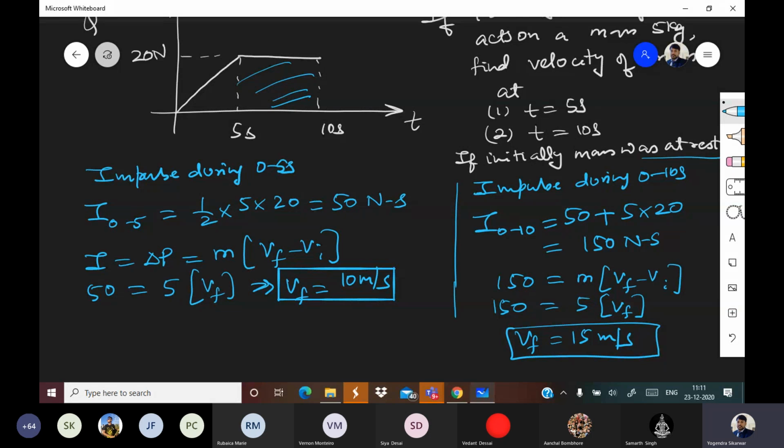How you are getting 30? People are getting answers as 30. Okay, okay. I divided it by 10. That's fine. So this will be 30. All right. So 10 meter per second and 30 meter per second.